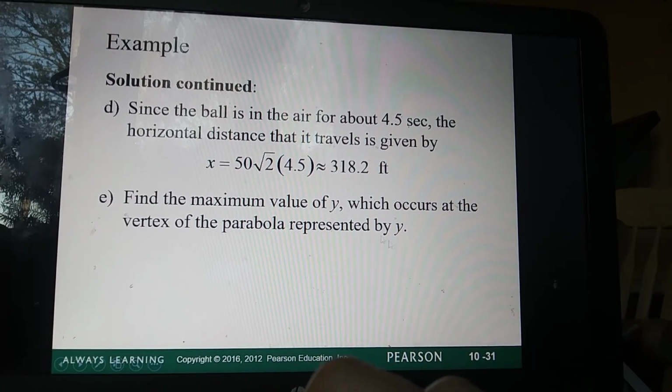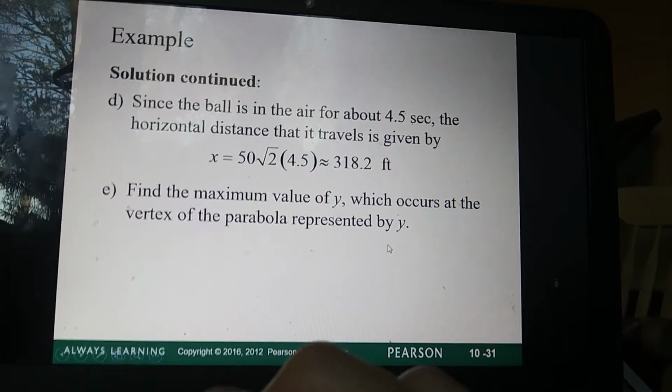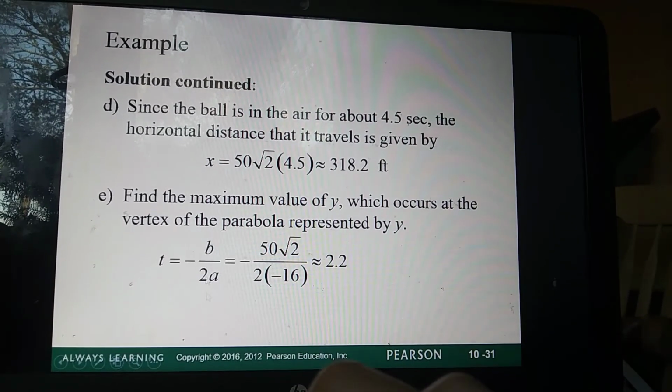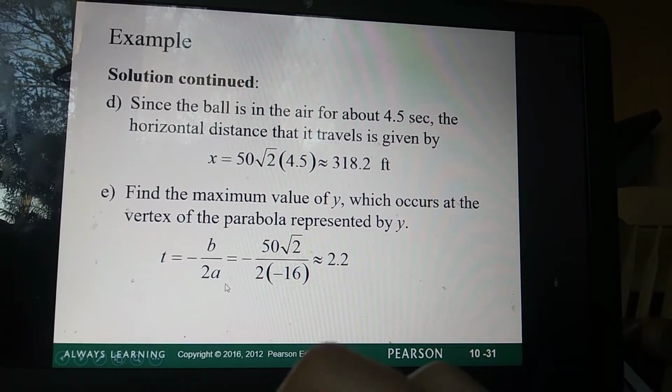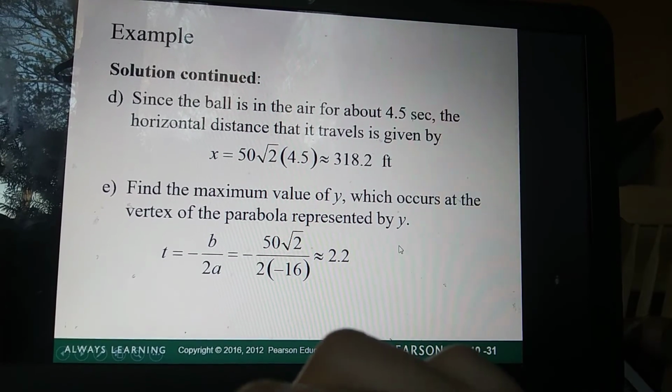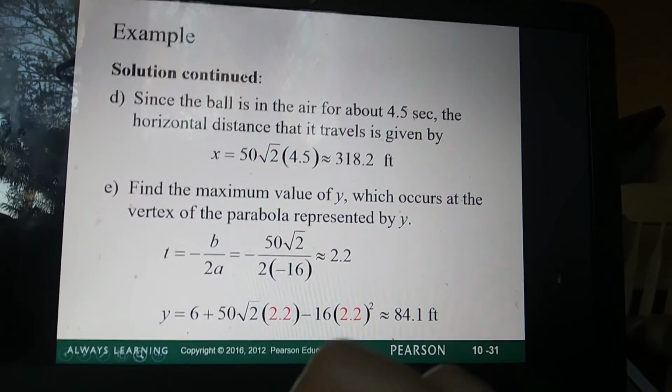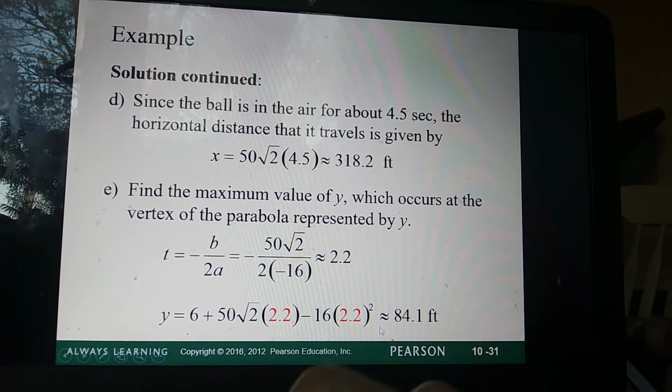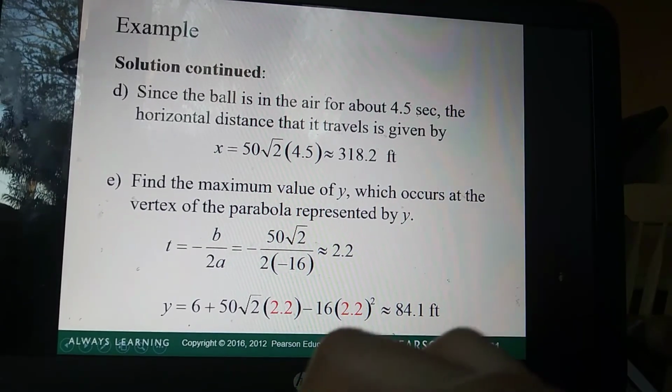Then to find the max y, we just need to find the vertex. So remember negative b over 2a to find the t coordinate. We plug that in, we get approximately 2.2, and then we plug 2.2 into y to find our y component, and we're done.